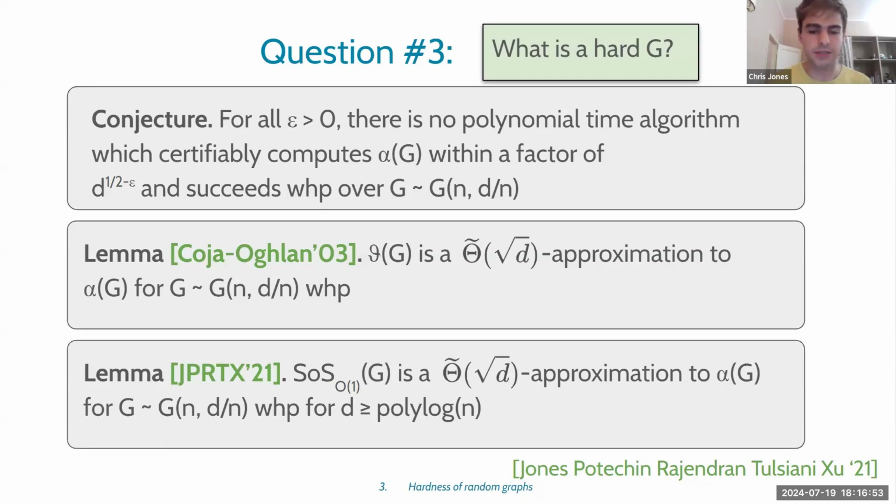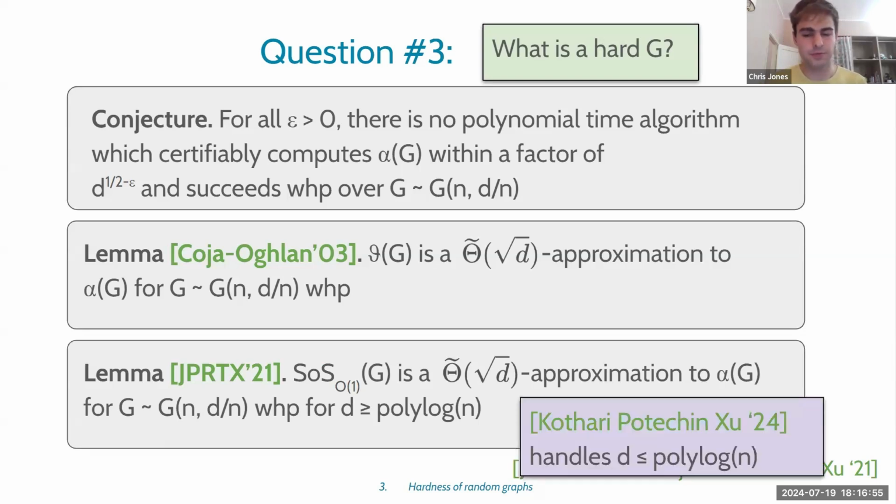I should also say that there's a follow-up recent work by Kothari, Potechin, and Xu, which handles the ultra-sparse low degree regime, where the average degree of the graph is extremely small. So based on this evidence, we have reason to believe that this conjecture might be true, that approximating the independence number for this standard Erdos-Renyi graph might actually be hard.